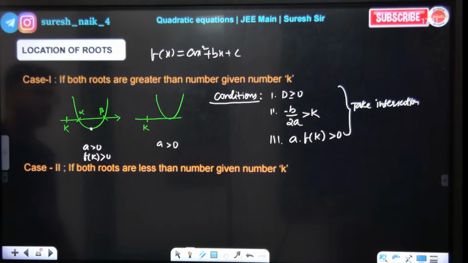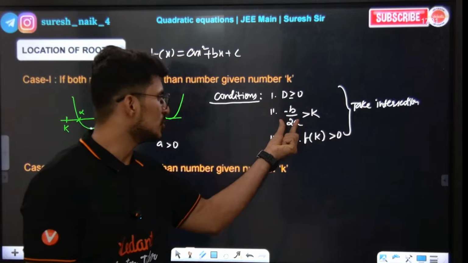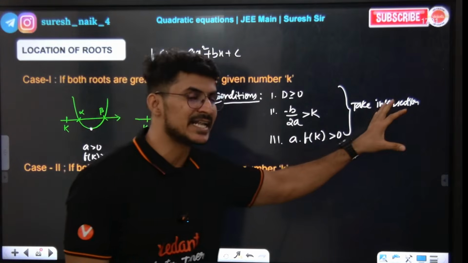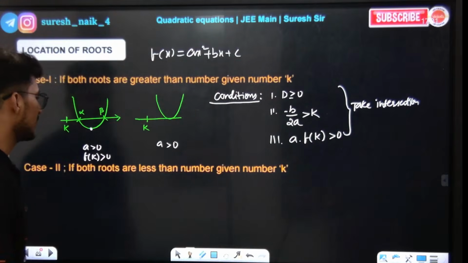Okay, yes or no? Tell me here. Condition: D greater than or equal to 0, minus b by 2a greater than k, a into f of k is greater than 0. Are you getting the point? So take intersection of all these cases.